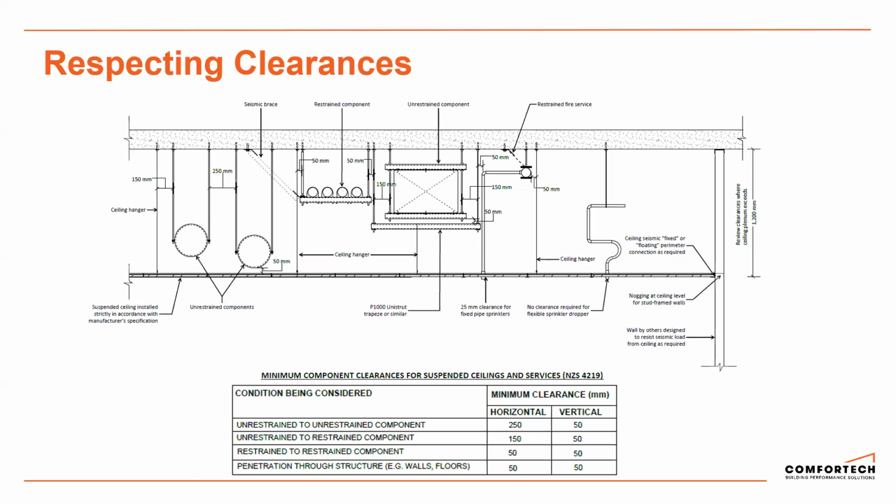It's also important to note that the maximum weight of any item with a potential fall of less than 3 meters, so it's not very far, is 7.5 kilos. So anything over that weight must be independently restrained back to the structure.